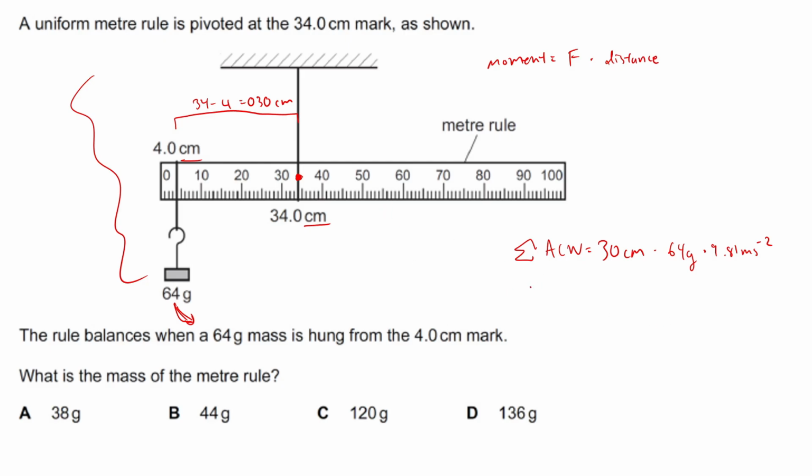So this is anti-clockwise, and now we need to count the clockwise. The clockwise starts from gravity, for example, right? It goes from the middle of the ruler and goes down. So when you calculate the distance from that, it's going to be 50 minus 34, which is equal to 16 centimeters, times the mass in grams times the gravity constant.